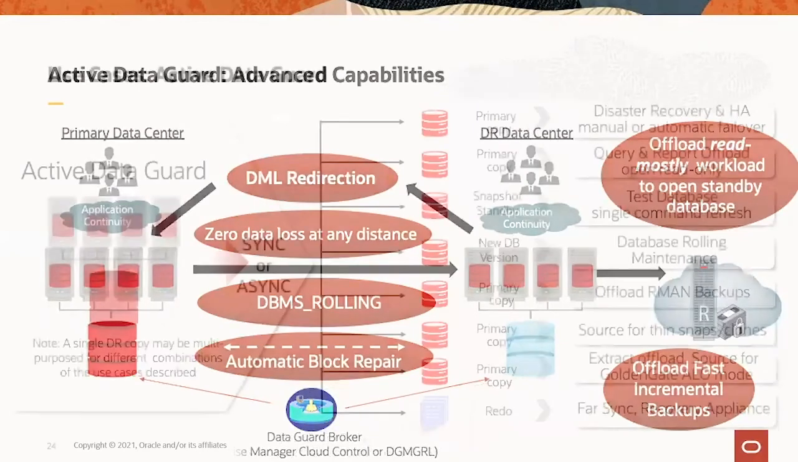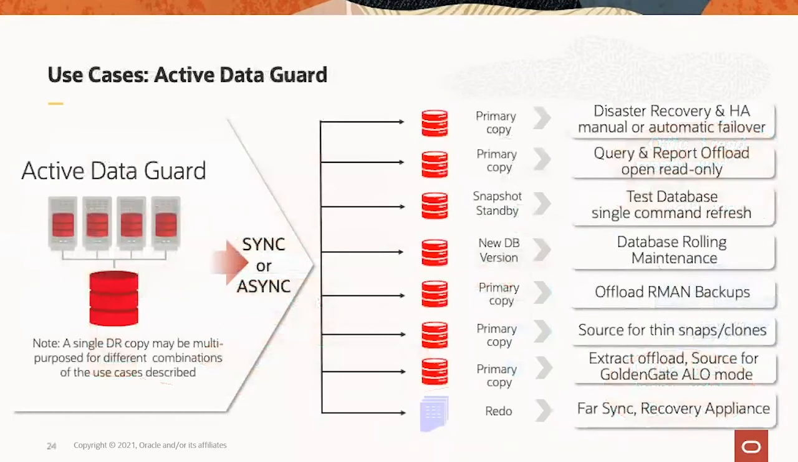A few use cases for Active Data Guard are, of course, normal disaster recovery, high availability, manual or automatic failover. Automatic failover is done using fast start failover. This is also there in Data Guard, but the primary copy disaster recovery, when you open it read-only and your redo gets applied, that's the second scenario. Then we are speaking about Active Data Guard. This is where a lot of people know Active Data Guard from.